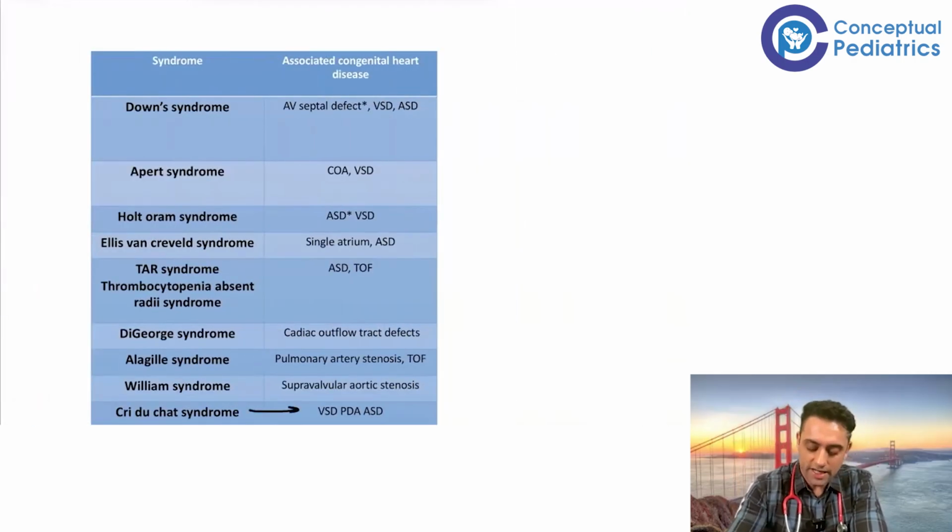The most common congenital heart disease in Cri-du-chat syndrome, everything is common, ASD, VSD, PDA, so it's not important for exam purposes.